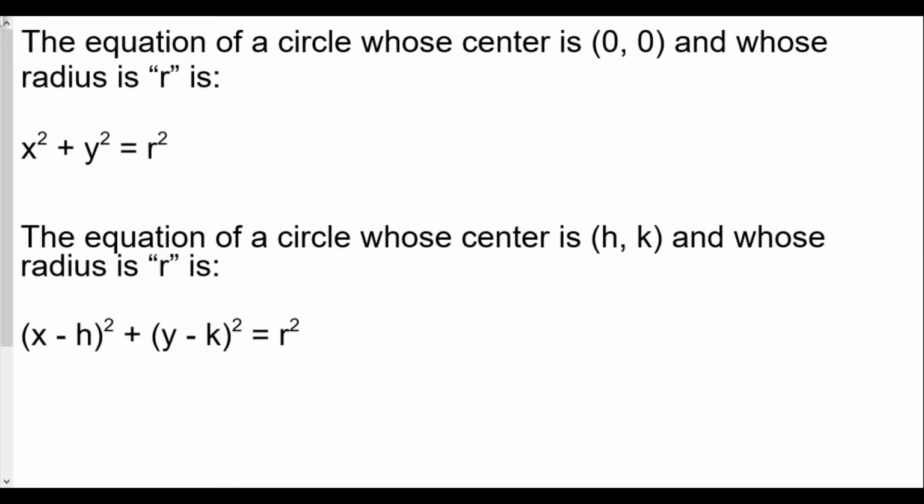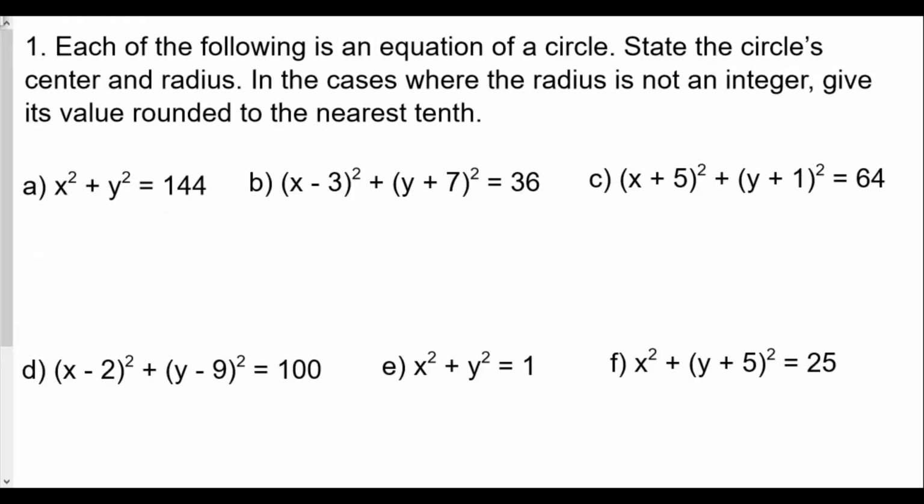Okay, so let's go back to our question. For number 1, we notice that x squared plus y squared equals 144. Since there are no numbers attached to the x and y, our center, C, is 0, 0. And our radius squared is equal to 144. So we'll take the square root of both sides, and our radius is going to be 12. And there you go.